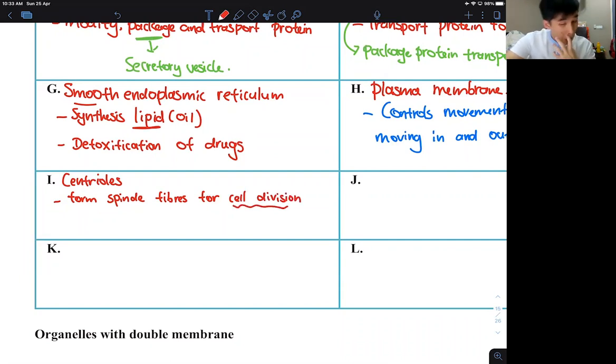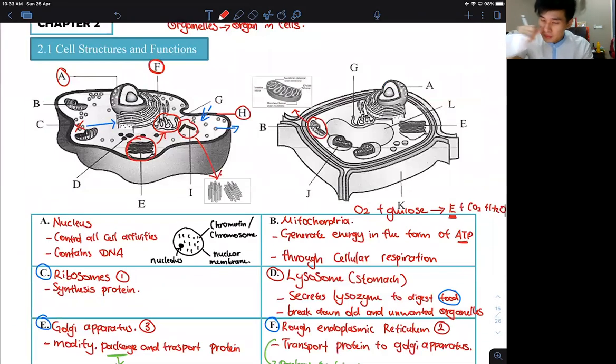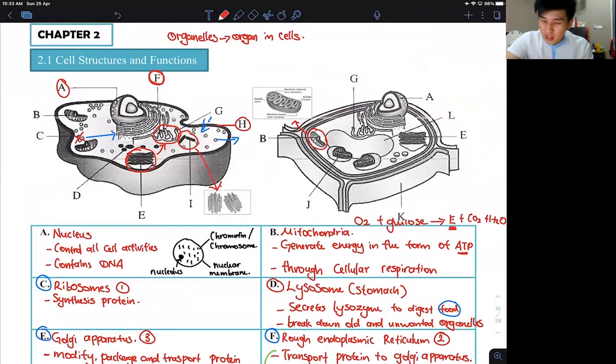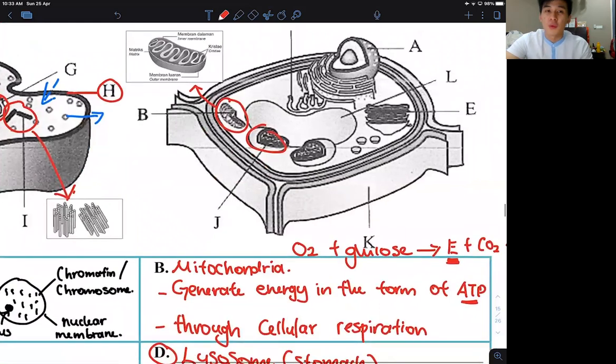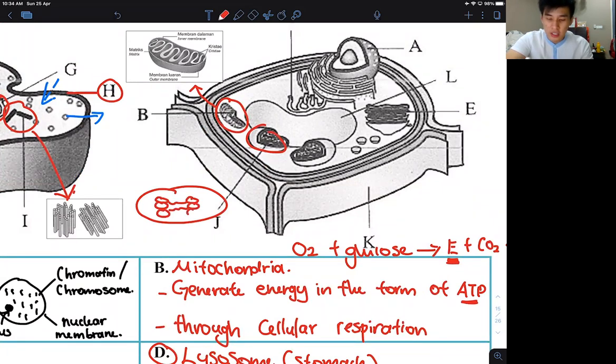Then J. This thing looks like the mitochondria, but it's not the mitochondria. It's also oval-shaped, looks similar to the mitochondria. Some of you even get confused. That is the chloroplast, not chlorophyll. The chloroplast is like pancakes stacking up, and in between the pancakes there are lines joining together. So that is the chloroplast.